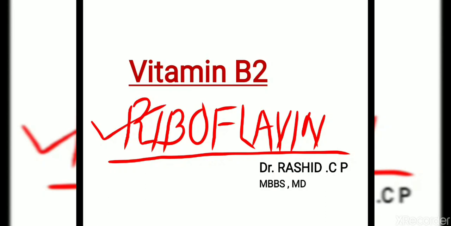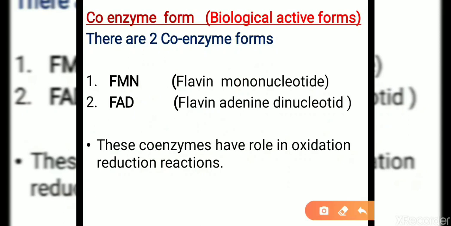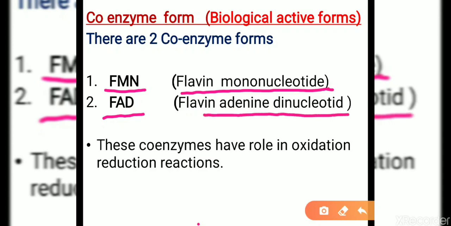In this video, I will explain vitamin B2 in detail. Vitamin B2 is also known as riboflavin. So let's see what the coenzyme forms of riboflavin are. There are two coenzyme forms for riboflavin. One is FMN and the second one is FAD. FMN stands for flavin mononucleotide and FAD means flavin adenine dinucleotide.